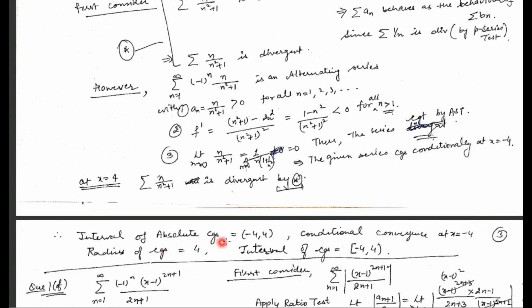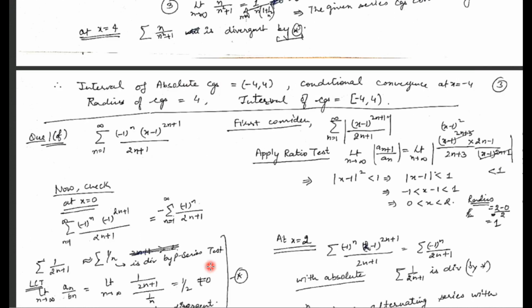So the interval of absolute convergence is the open interval minus 4 to 4. Conditional convergence exists at x equal to minus 4. So the interval of convergence will become the union of these two. It means minus 4 is included in the interval. And what is the radius of convergence? Since the length of the interval is 8, the radius will be half of it, which is 4.